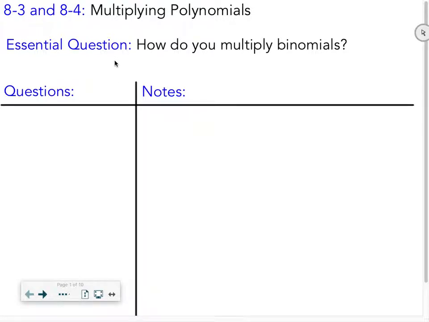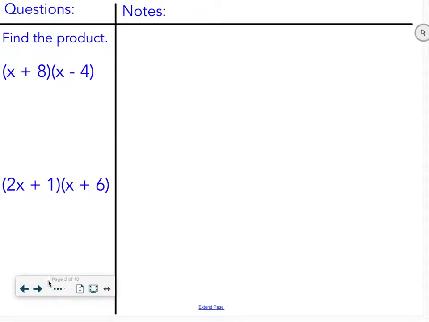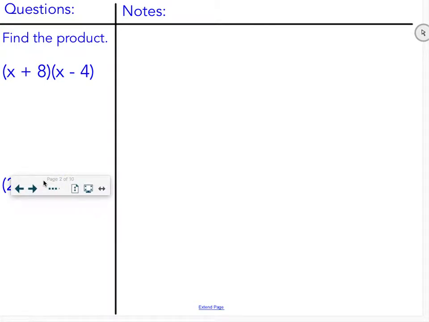For multiplying polynomials, the essential question is: how do you multiply binomials? In this lesson, we are going to multiply binomials, so we are going to find the product here. The reason these are binomials is that each one has two terms. If there are two terms, it is called a binomial.